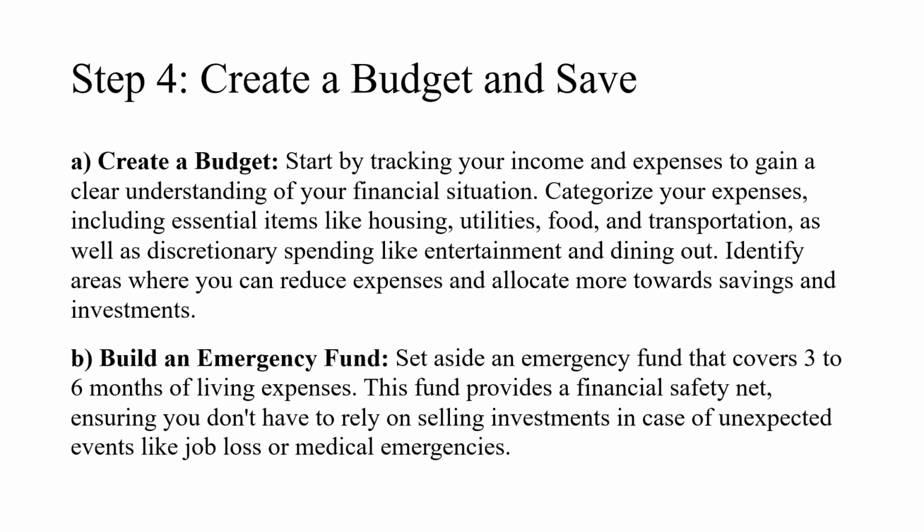Step 4. Create a budget and save. Create a budget. Start by tracking your income and expenses to gain a clear understanding of your financial situation. Categorize your expenses, including essential items like housing, utilities, food, and transportation, as well as discretionary spending like entertainment and dining out. Identify areas where you can reduce expenses and allocate more towards savings and investments.